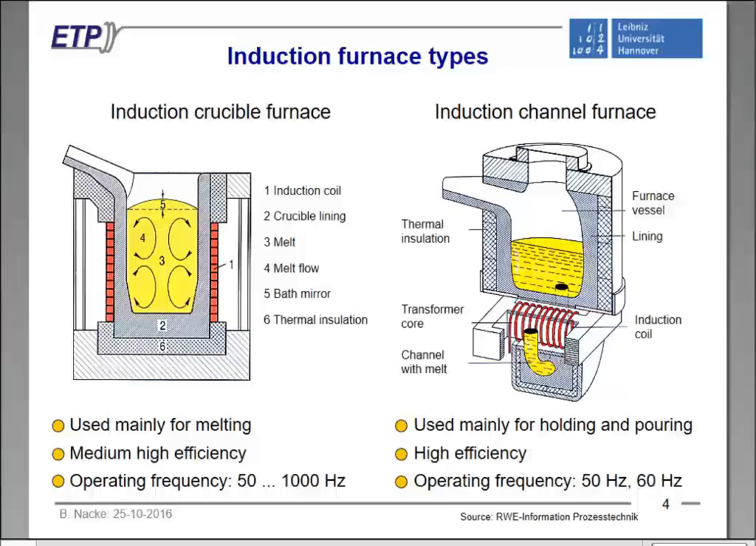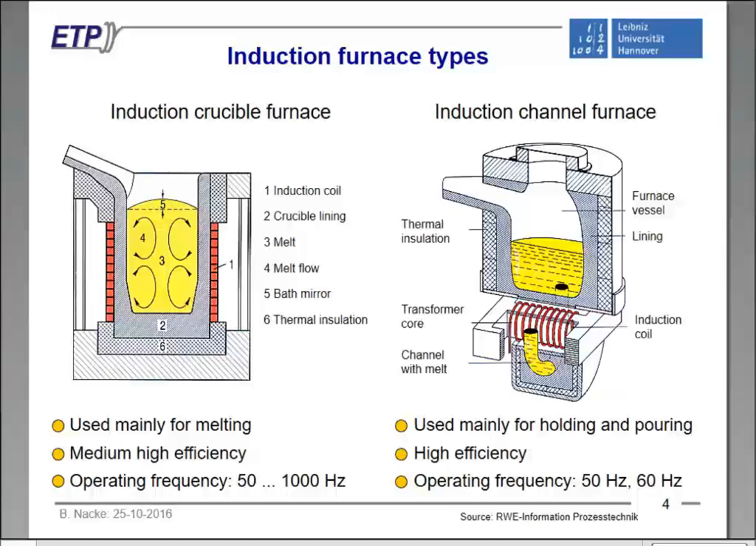the melt inside a channel which is formed by a ceramic lining. This channel is closed by the bars here, short-circuited by the bars, and so we generate a secondary winding around the primary induction coil. Due to this transformer principle, we reach much higher efficiencies.